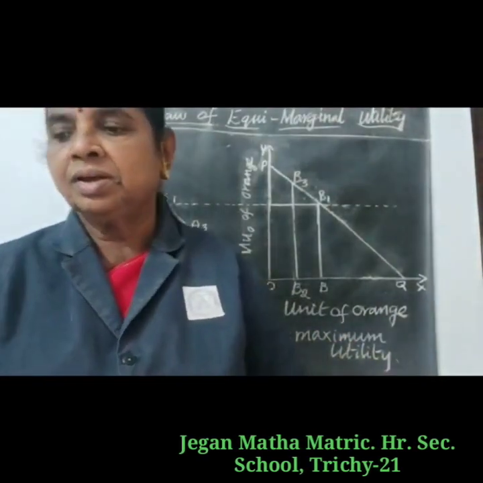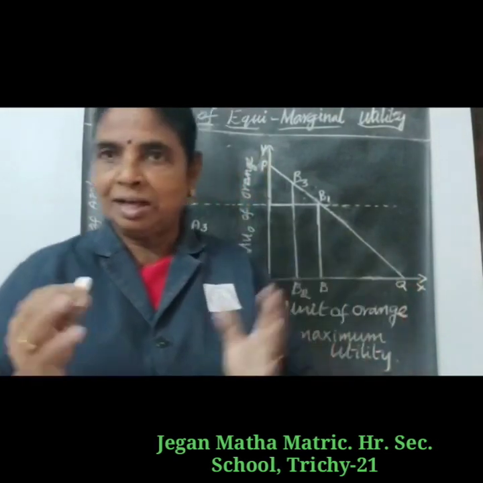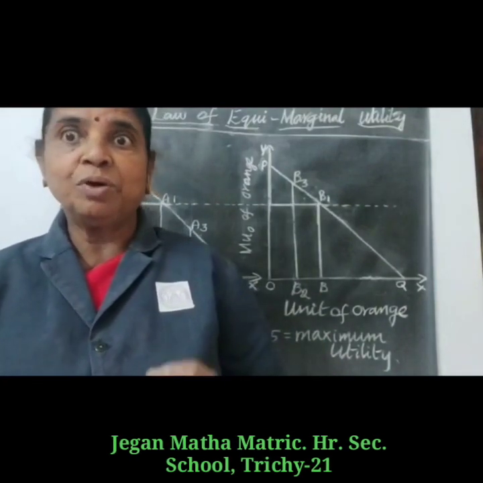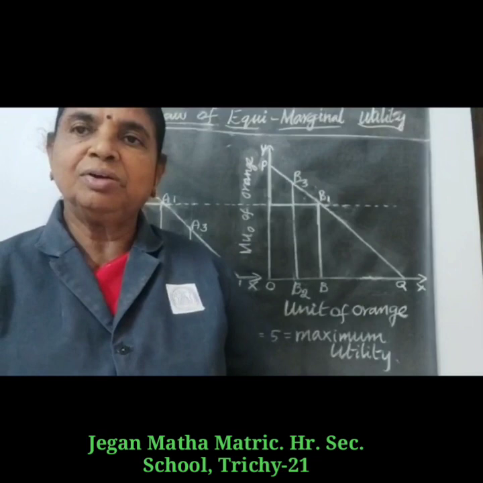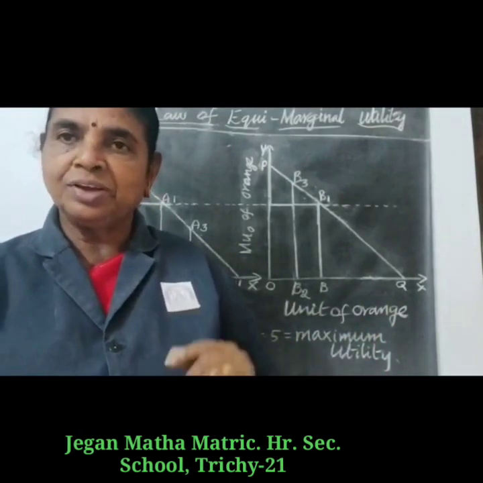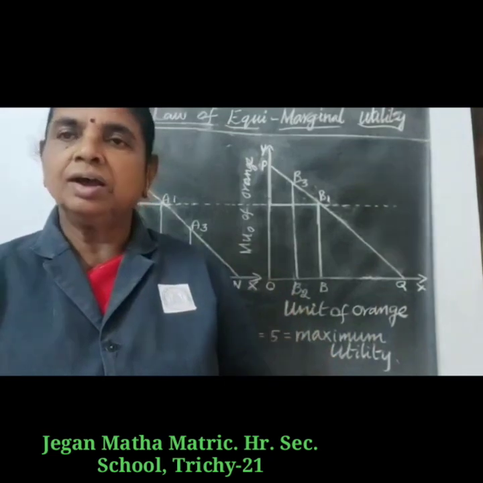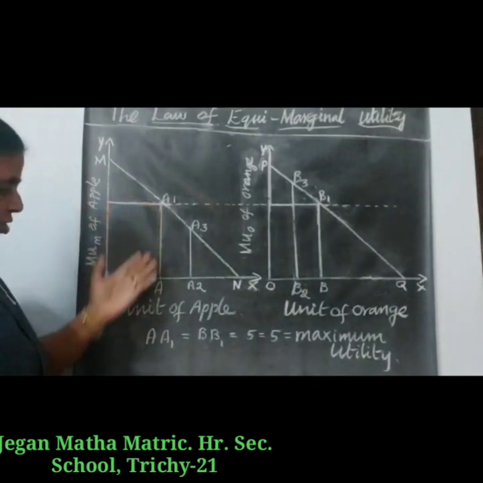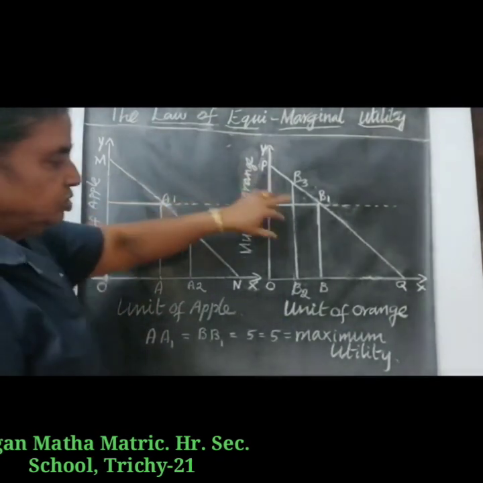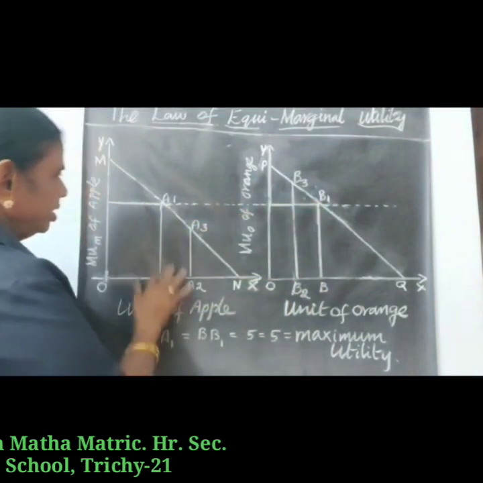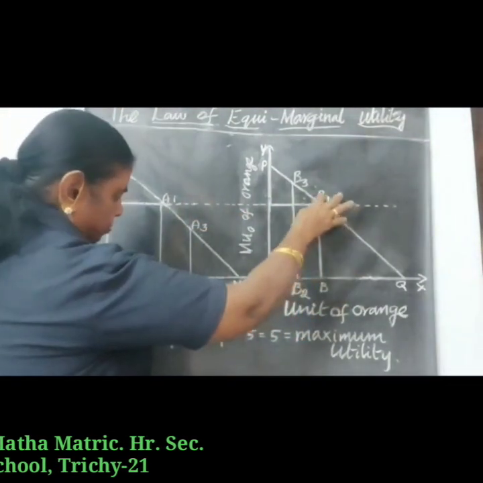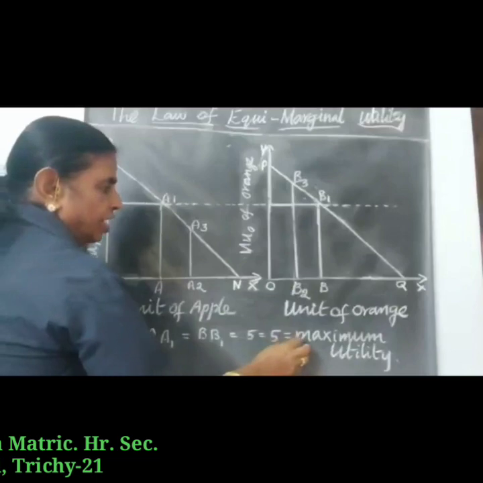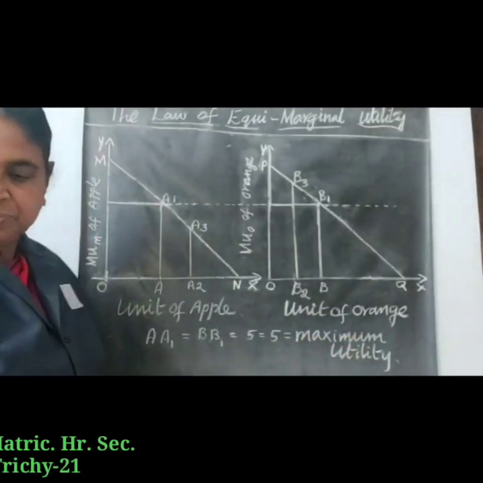In the diagram, the consumer spends rupees 10 on apple and rupees 4 on orange. Then he attains the maximum utility. Both the utilities of apple and orange are the same if he spends 10 on apple and rupees 4 on orange. Now you can see this, A1 is equal to B1. So 5 equals 5 and he attains maximum utility.